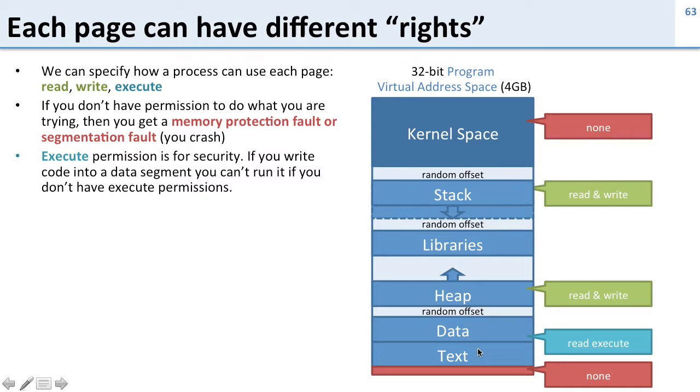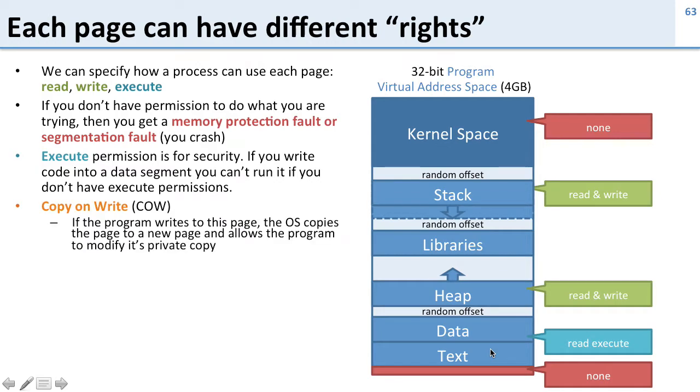However, we do need the ability to execute down here in the data and text. This is where our program lives. So we need to be able to execute this code and read it, but we don't want to be able to write it. We don't want to be able to change our program while we're running. We want to keep our program the same when we're running it.